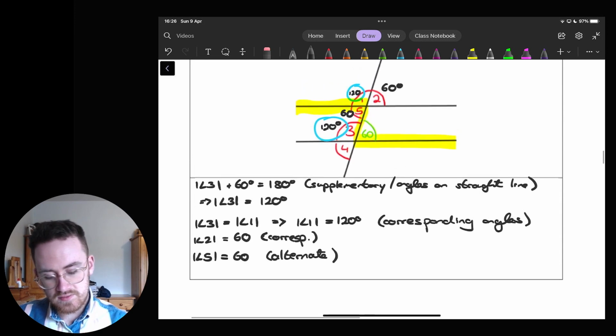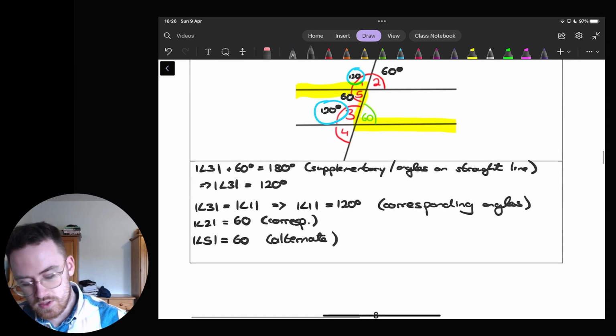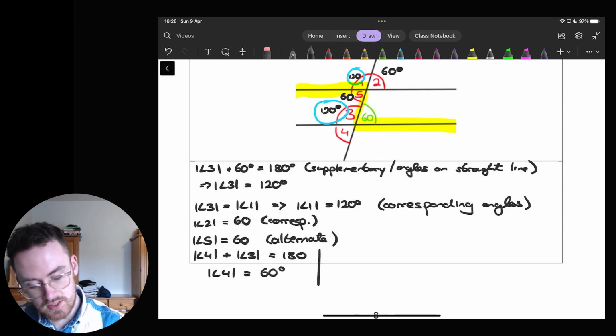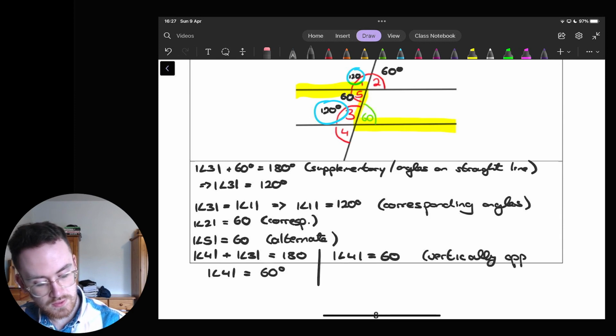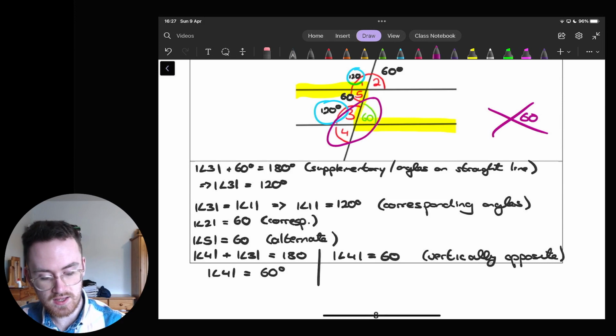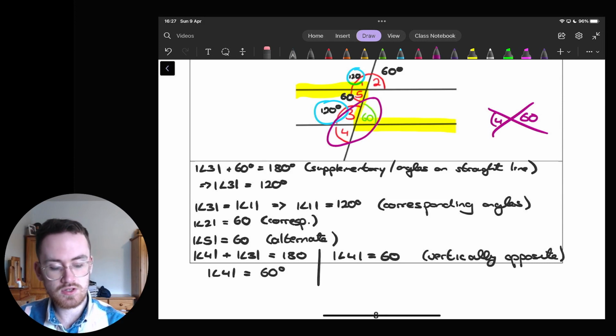The last one we need to find: we found number 1, number 2, 3 and 5, so we just need to find number 4. Again, we could use that number 4 plus number 3 should be 180, which means number 4 is equal to 60. Another way we could have done that one, now that we look at it, is that angle 4 is equal to 60 because they are vertically opposite. You can see that for yourself as well. These two are opposite each other in that cross. We have 60 here, and this is my number 4, so these two are going to be equal to each other.